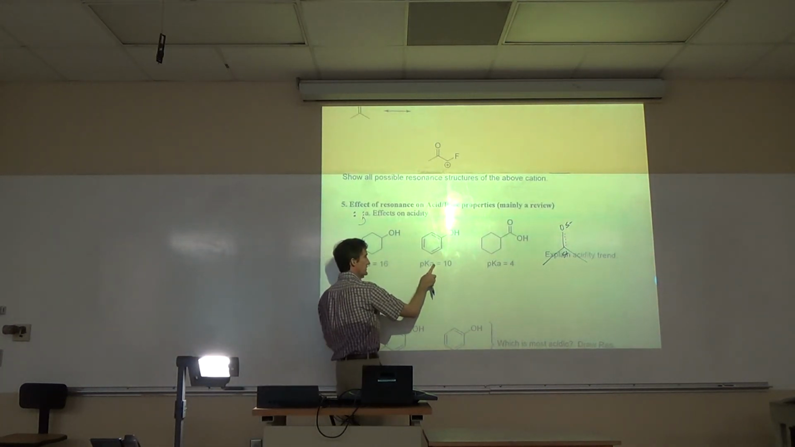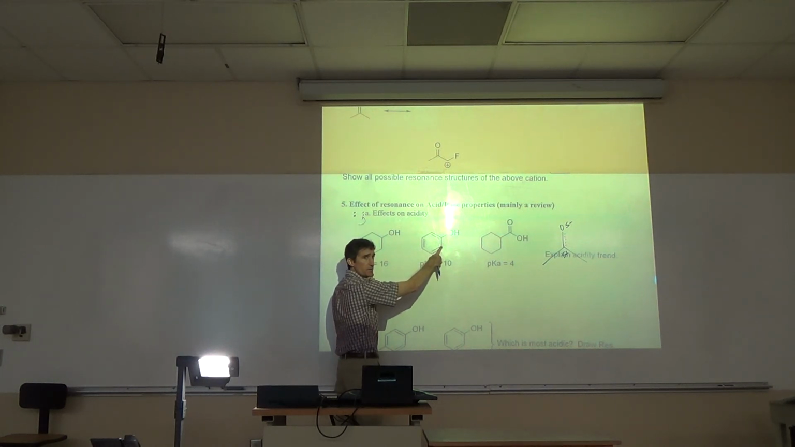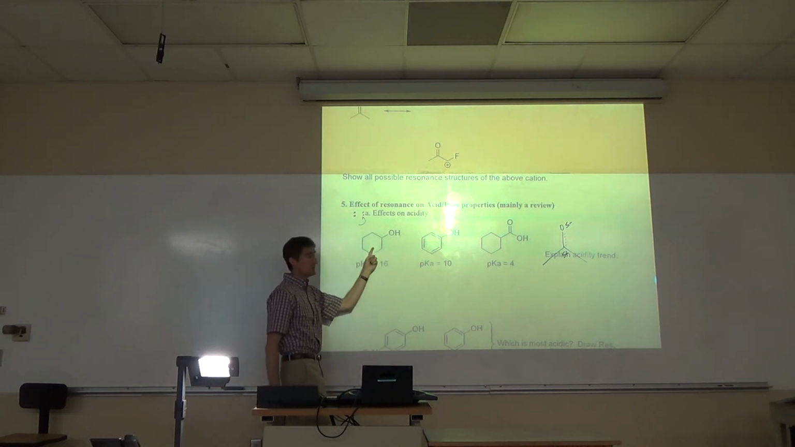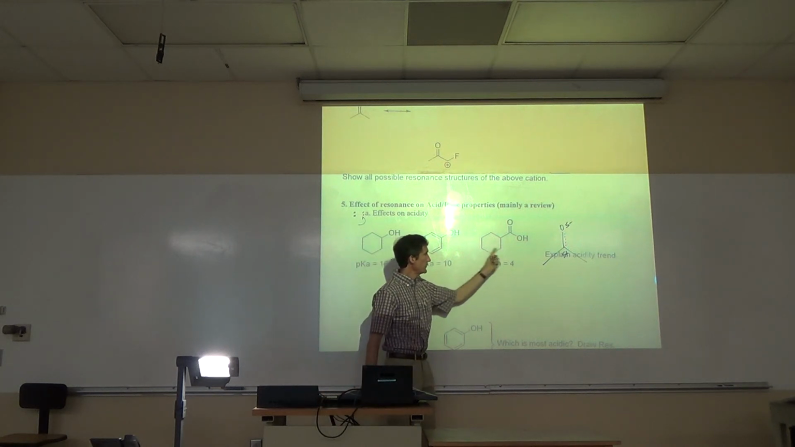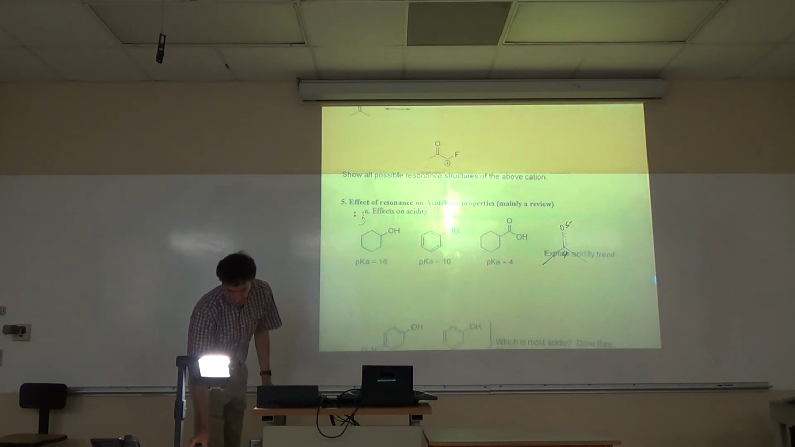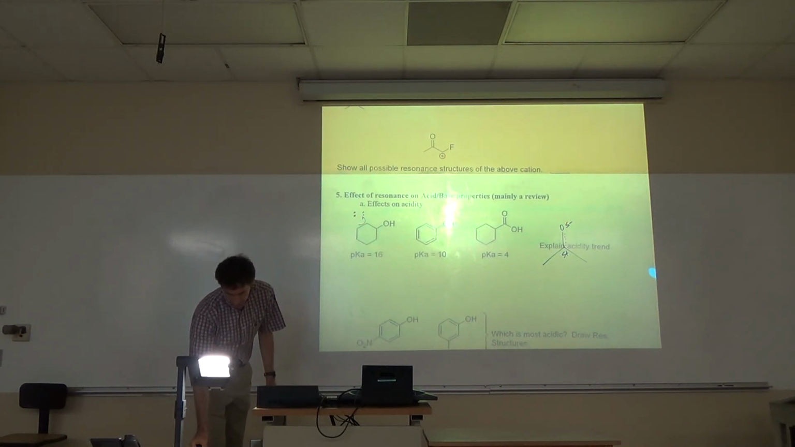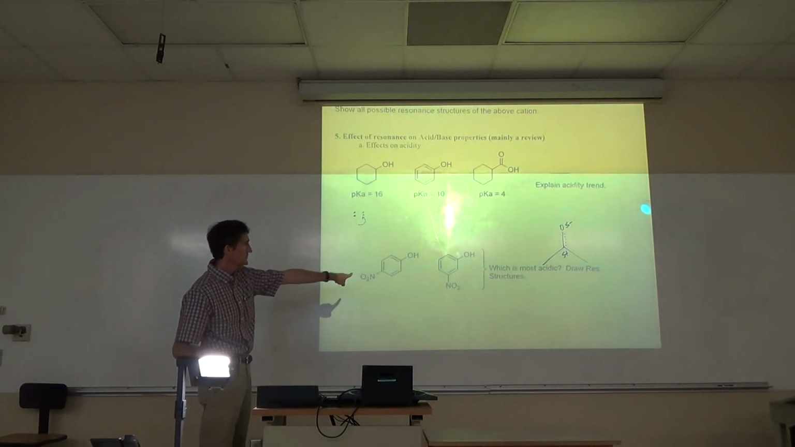Why is this so much more acidic than this? We look at the anions, right? This anion, called the phenoxide, is more stable because of resonance. This anion would not be stabilized. Thus, that's more acidic. Why is that more acidic than this? Need to understand why. Need to be able to understand down here which is most acidic.